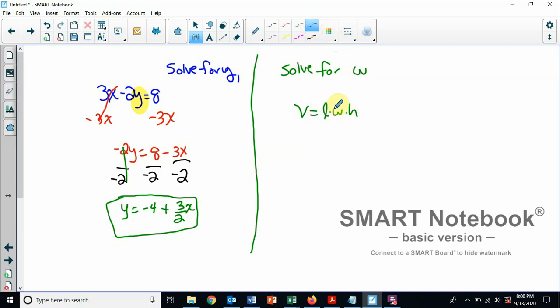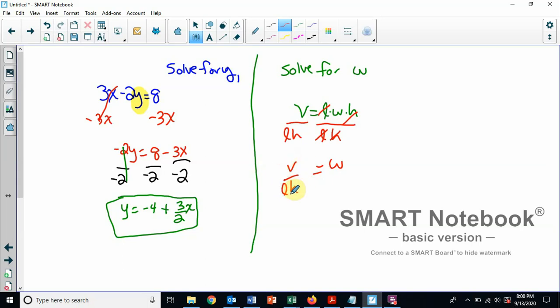What you look and say, is w by itself? No, what's with it? An L and an H. And I could get rid of the L and the H in the same step here. They're both being multiplied, so I just need to divide both sides by L and H. So the L's would cancel, the H's would cancel, and you're just left with a W. Well, what is W equal to? V divided by L times H.